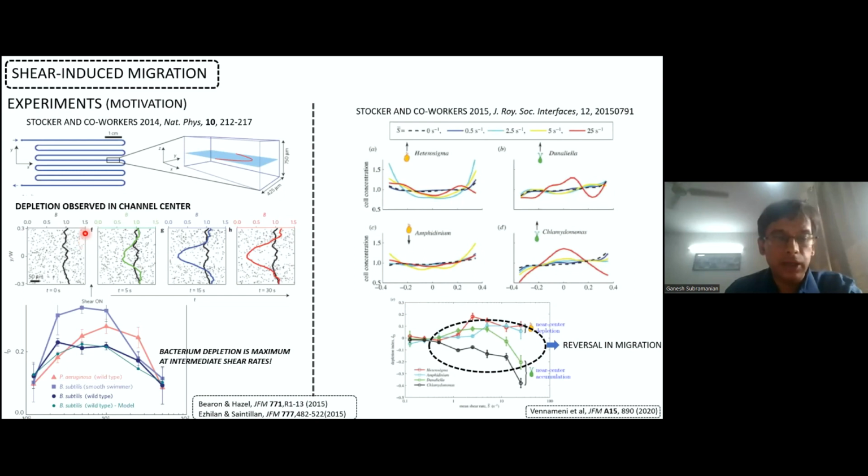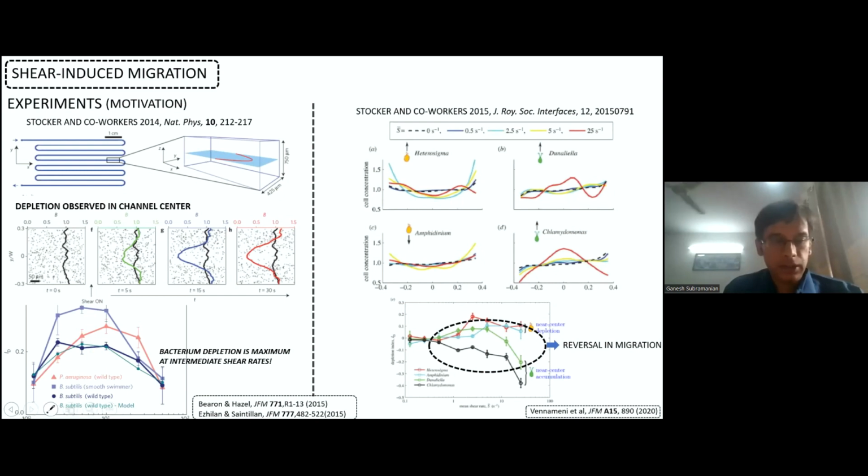So dead bacteria tend to uniformly distribute themselves across the channel cross-section. But when the authors considered swimming bacteria, they noticed that there is a depletion close to the center line. So bacteria preferentially migrate towards the walls. Interestingly, they plotted a measure of what they call the depletion index, which is just a dimensionless measure of the degree of inhomogeneity, and they showed that the degree of inhomogeneity turned out to be maximum at a finite shear rate.